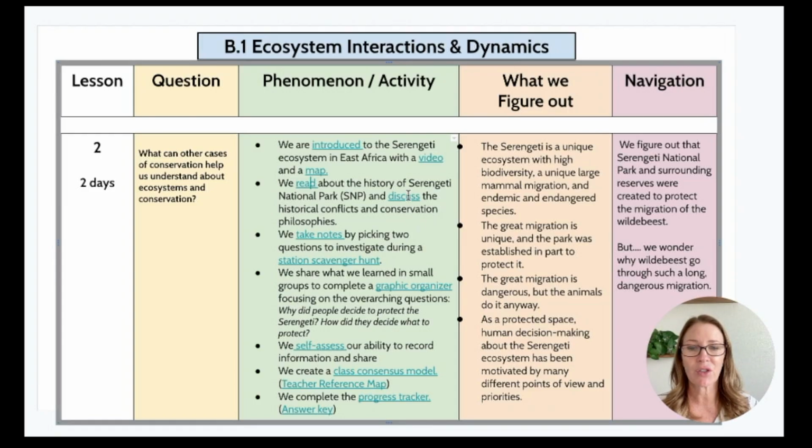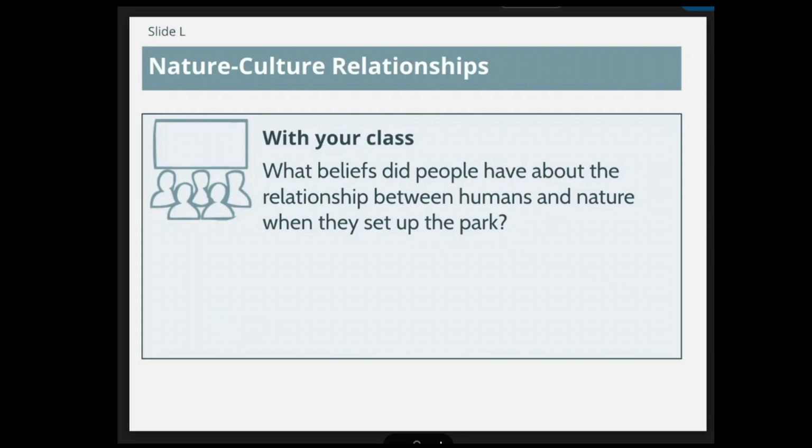And we're going to discuss the historical conflicts and conservation philosophies. This is beginning to have students think about the nature-culture relationship. So people in different societies and different cultures have different ideas of their relationship with nature. And so in this discussion we're going to talk about what their beliefs were about how humans and nature interact, or their relationship, when they set up the park. And you're going to see that different interest holders had different ways of looking at the human and nature relationship.